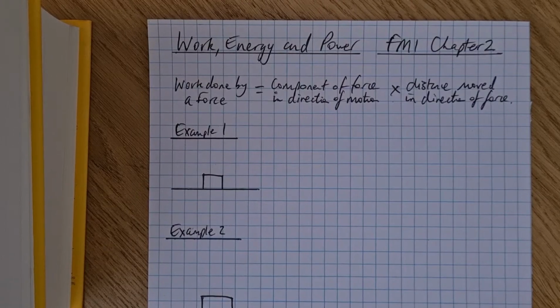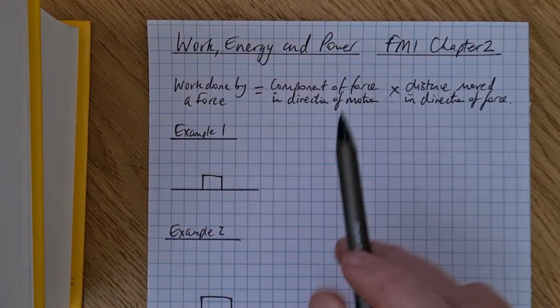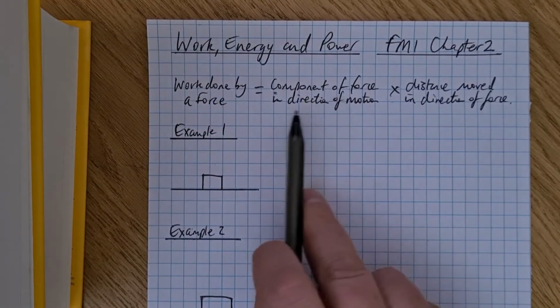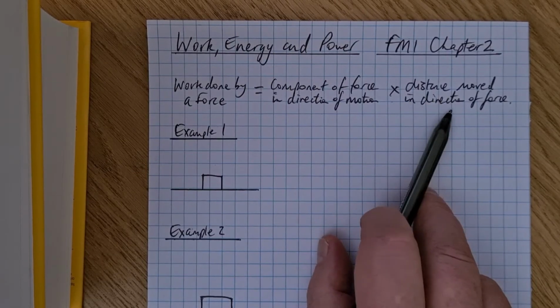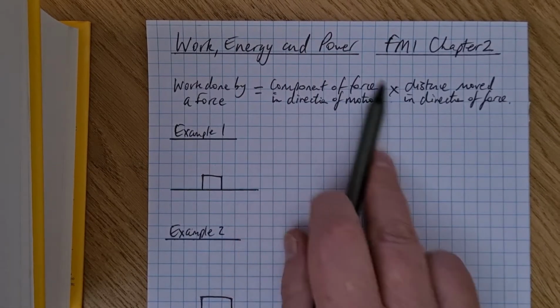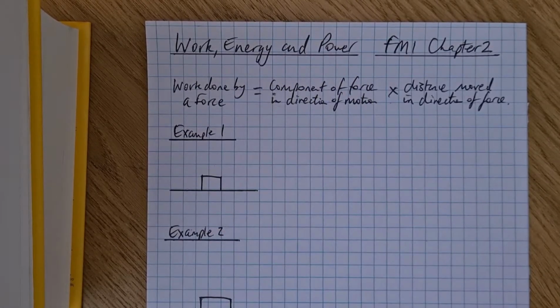This first section we're going to look at a few examples and we're just concentrating on the work done by a force. Just to remind you, the work done by a force is the component of the force in the direction of motion multiplied by the distance moved in the direction of the force. We'll come on to this component of force idea in examples 4 and 5, but the first couple of examples are fairly straightforward.